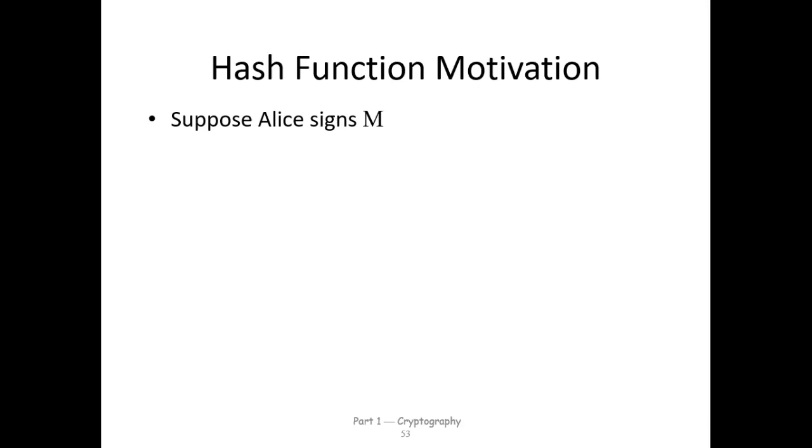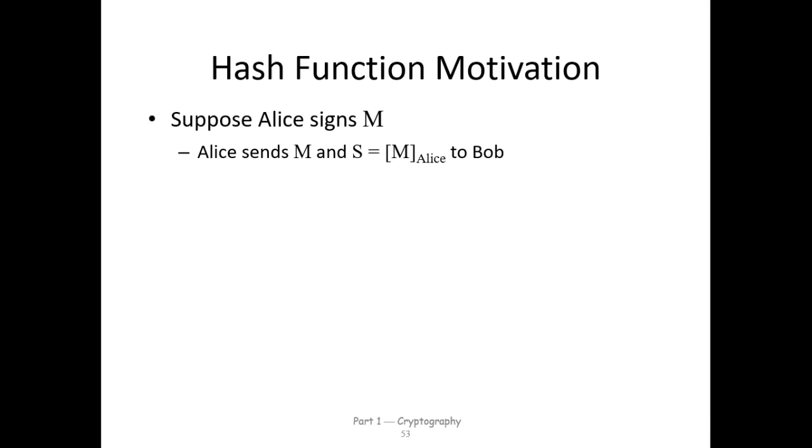As I was discussing about hash function motivation, what is actually the motivation? Assume that Alice signs M. M is a message here. Alice signs M means she will write a signature on a particular message. So what Alice sends is M and S, where M is a message and S is a secret code, to Bob.